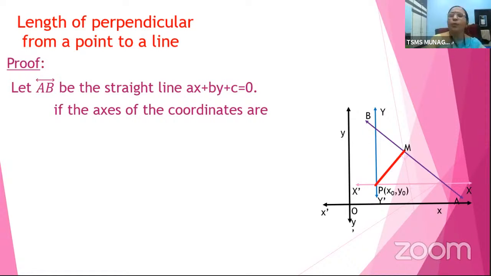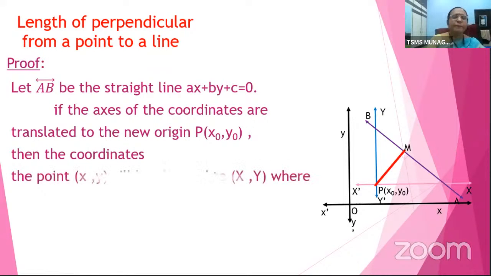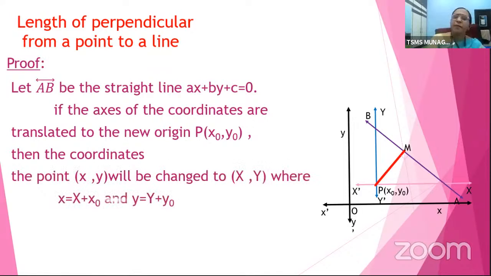That is a concept I'm going to use here to prove the length of the perpendicular formula. Here, let AB be the straight line ax plus by plus c equal to 0. If the axes of the coordinates are translated to the new origin P of x naught, y naught, then the coordinates will become what?